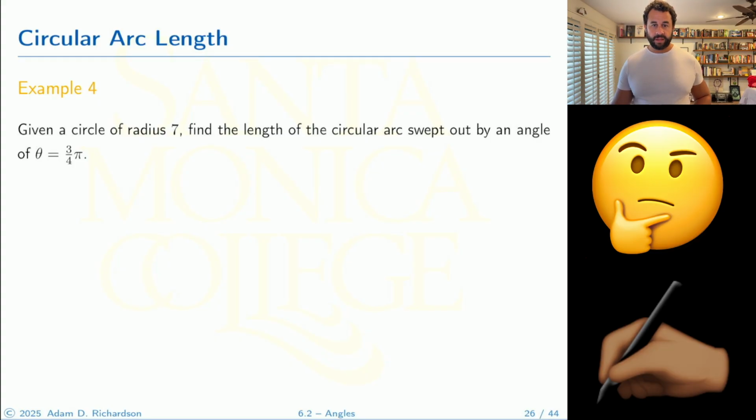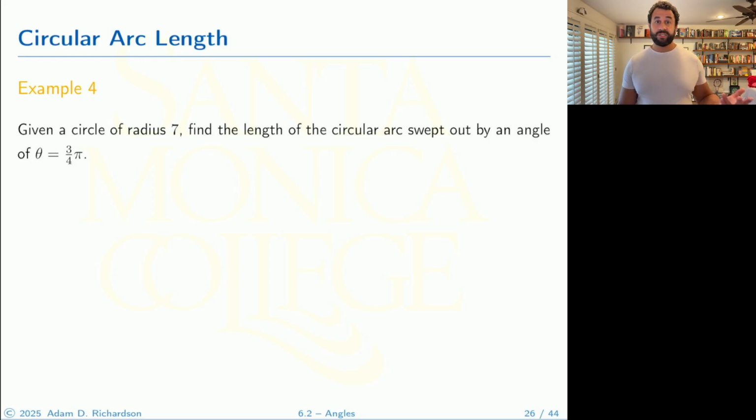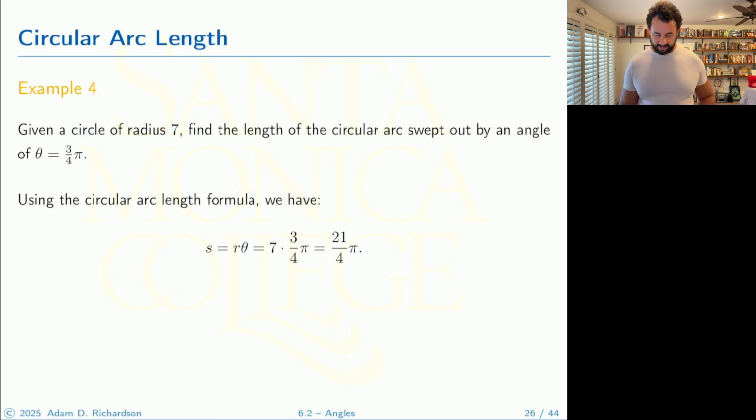Okay. All right. So we're just going to use the formula S equals R theta. We're given R, we're given theta. So what do we have? 7 times 3/4 pi is 21/4 pi. And that is how long that arc is. That's how long that arc length is.